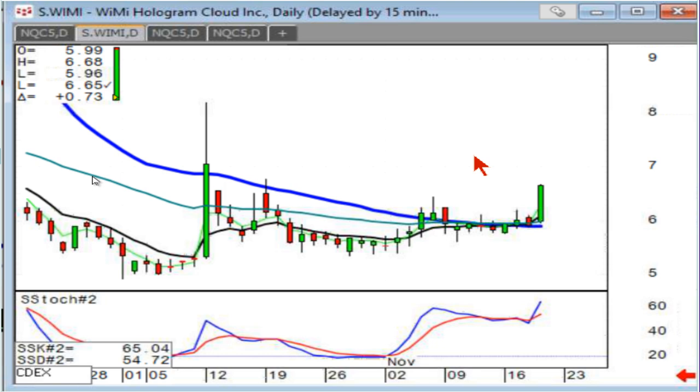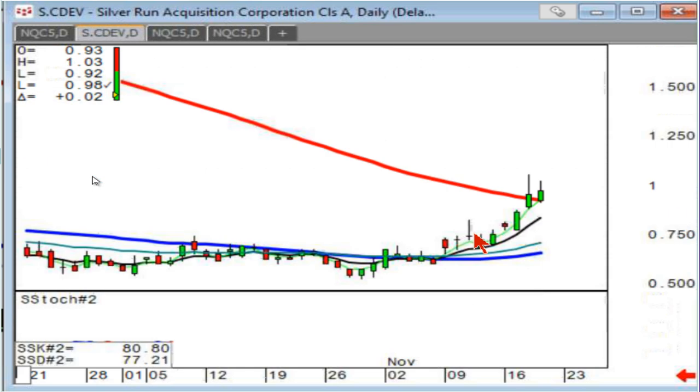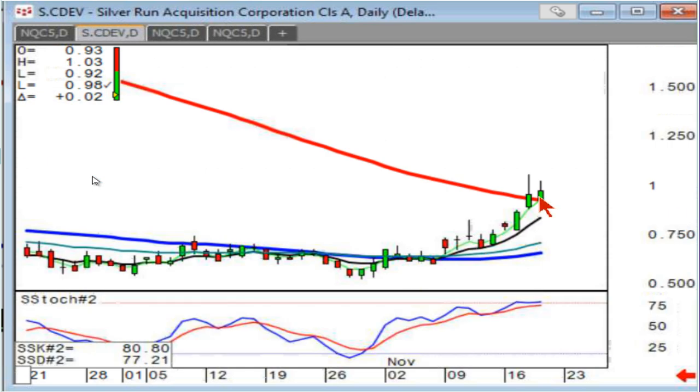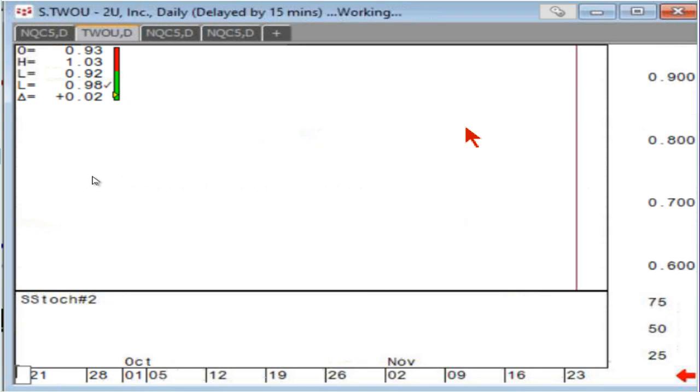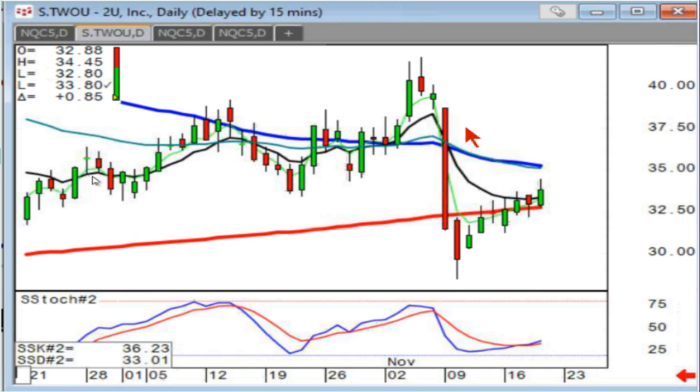And CDEV, this one looks like a fry pan bottom. You stay long on this. Make sure you've got big volume on this. But I would definitely put my safety stop below today's open. If it comes back down through there, they failed at the 200.